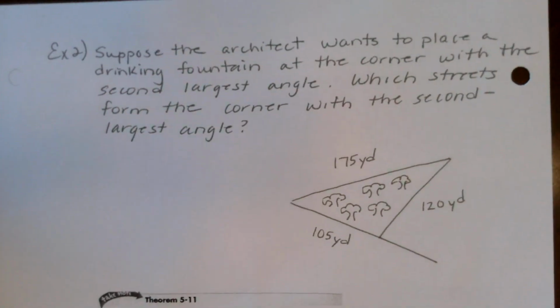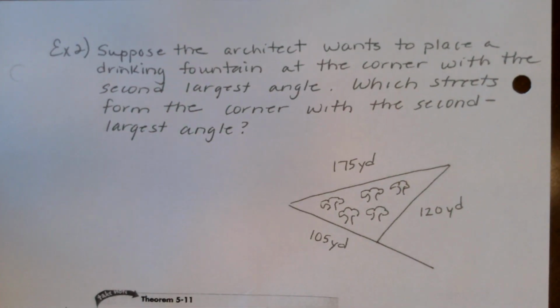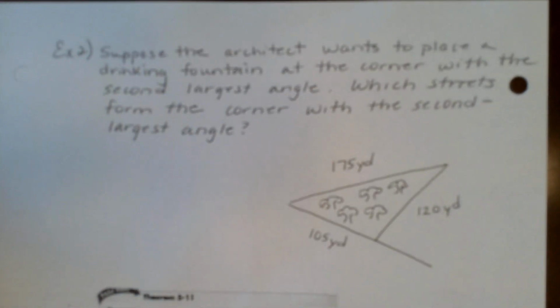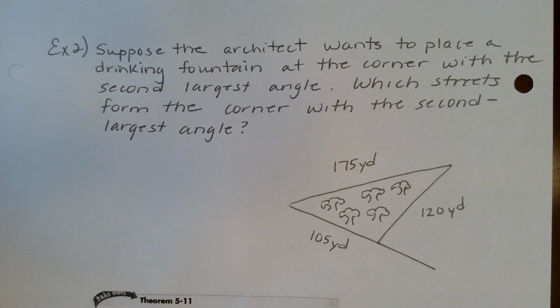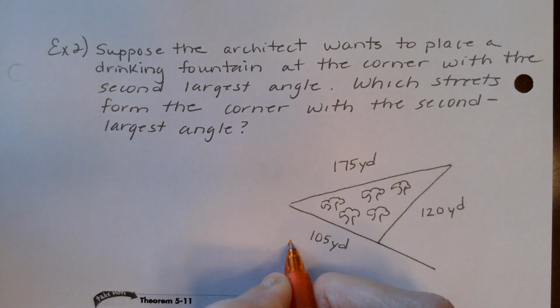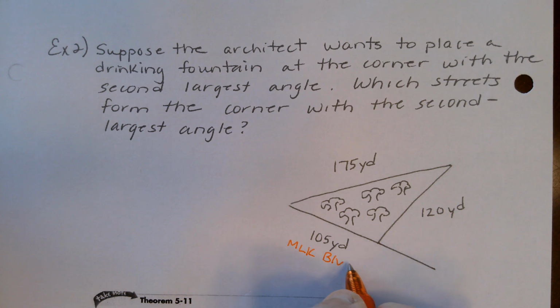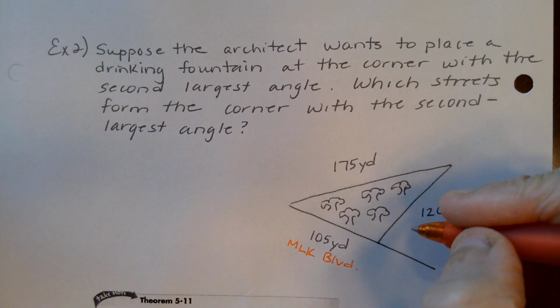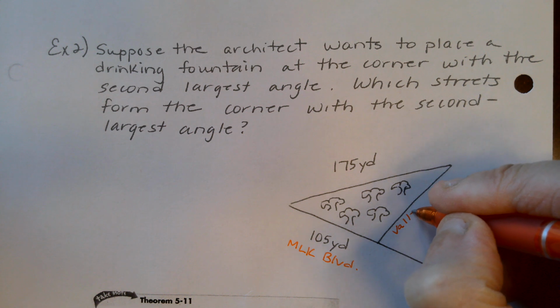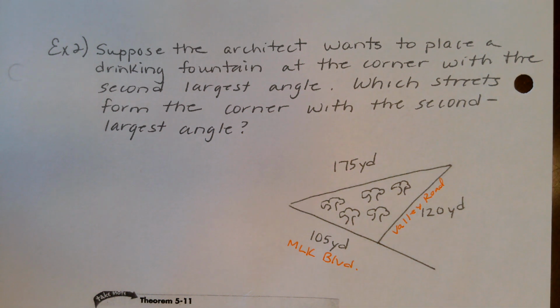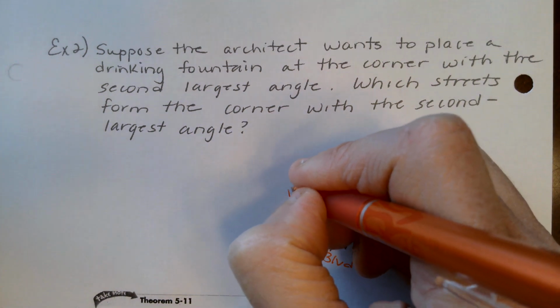All right, so when we look at this, suppose that the architect wants to place a drinking fountain at the corner with the second largest angle. Which streets form the corner with the second largest angle? Okay, well, first of all, I don't even have names of these, so that's a problem. So this is MLK Boulevard, and this is Valley Road, and that is Hollingsworth Road.